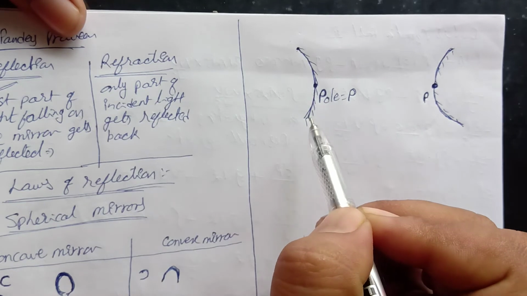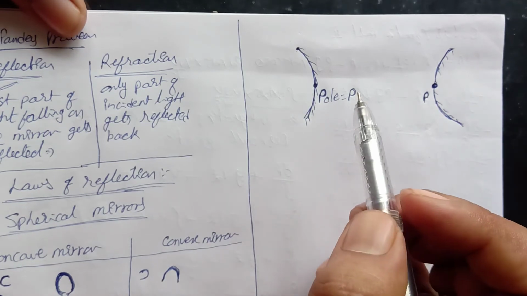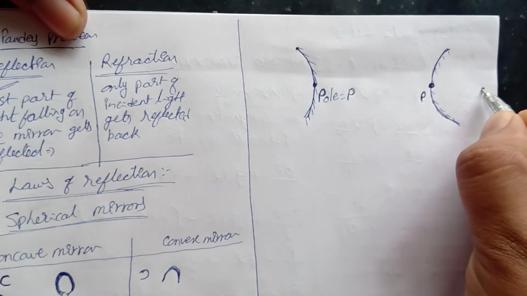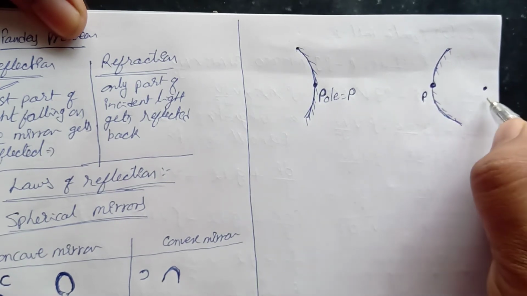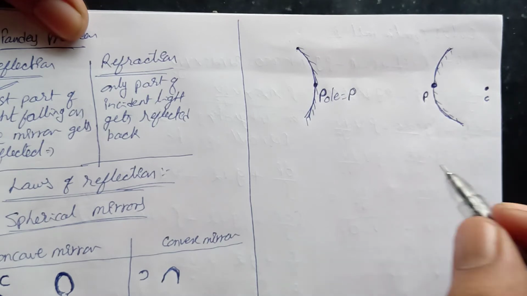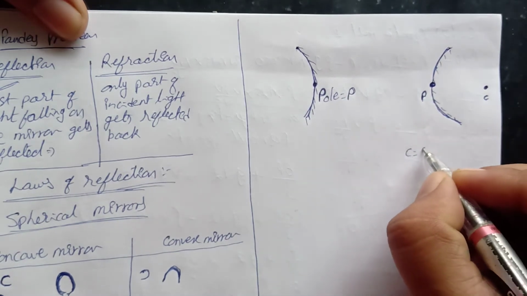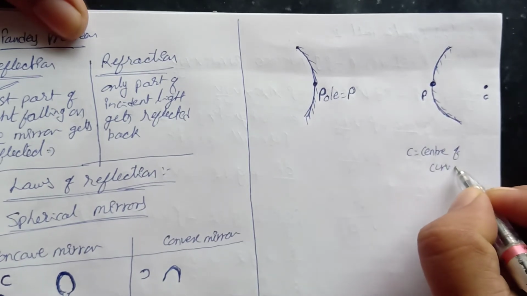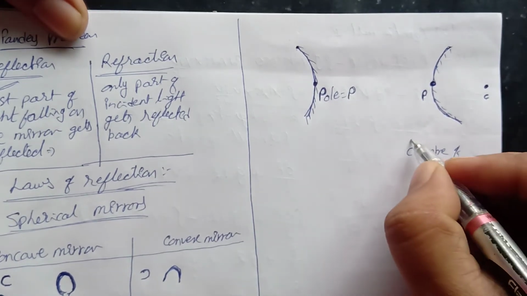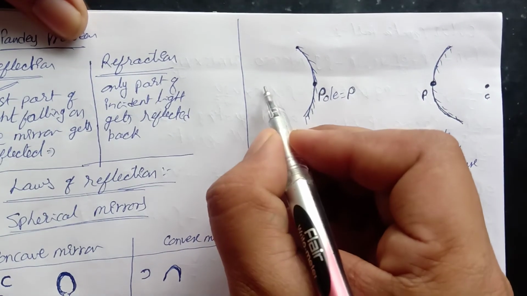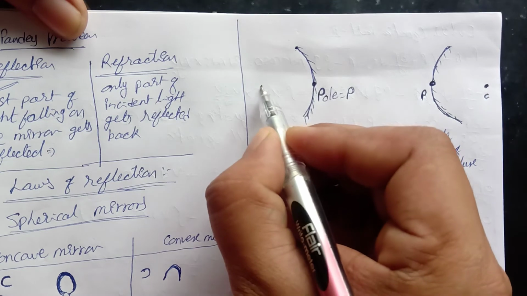So if it forms a sphere, there will be a center point of that sphere, center C. Now, the center of the sphere is called the center of curvature. So C is called the center of curvature, and P is called the pole. So here if you see, it would be something like this.